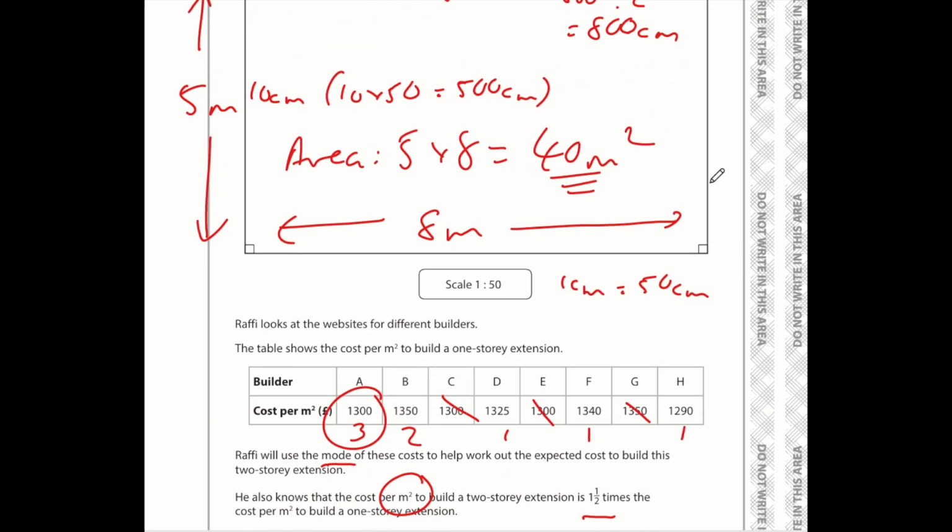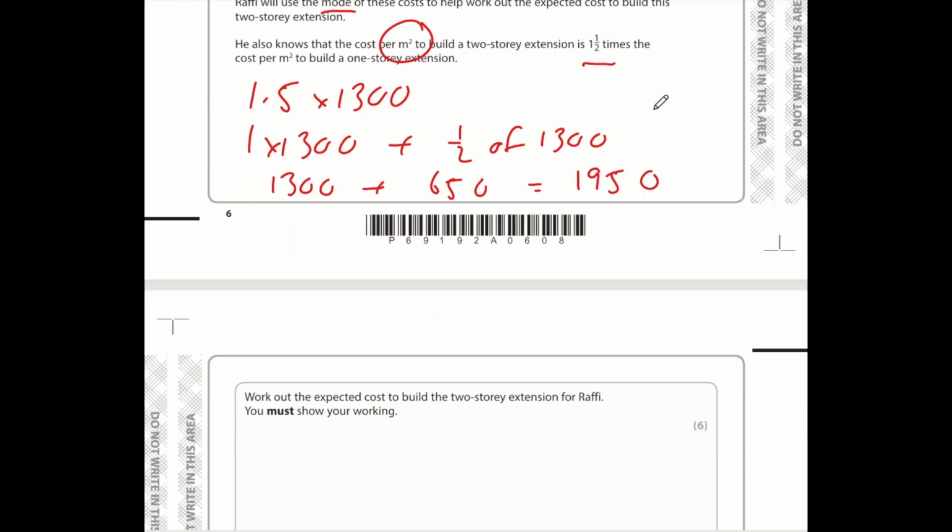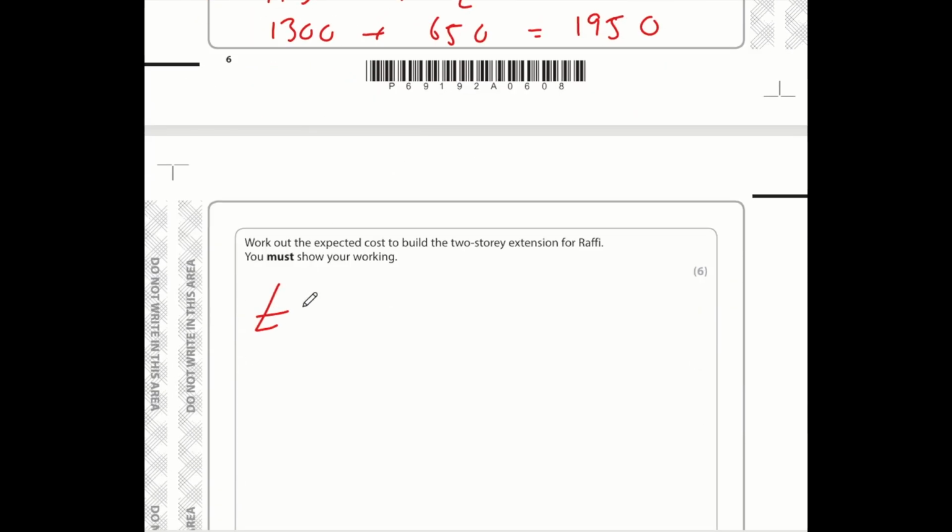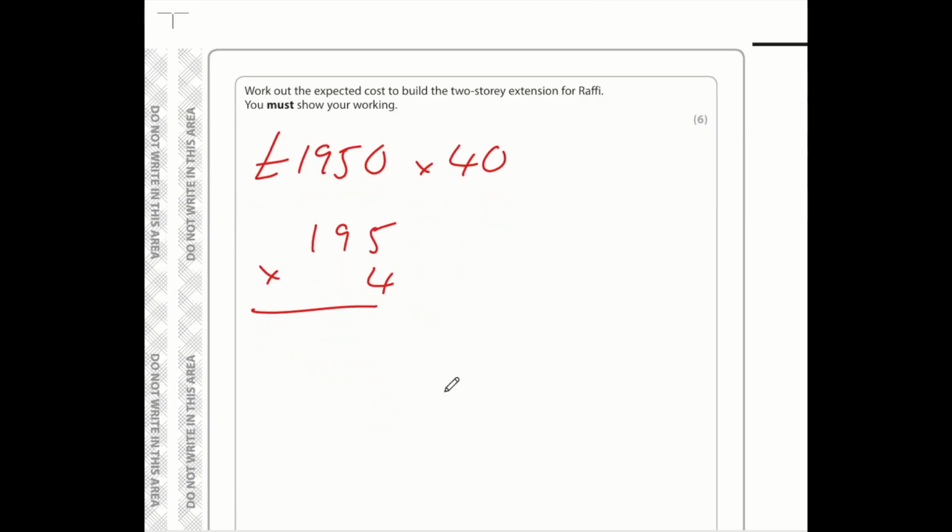We know it's 40 square metres. So what we need to do now is simply 1950 times by 40. I would simply do 195 times by 4 and then put 2 zeros in the final answer at the end. Okay, 4 5s are 20, carry 2. 9 times 4 is 36, 37, 38, carry 3. 1 4 is 4, 5, 6, 7. So as I said, I just need to add in the 2 zeros that I, for convenience, ignored. So there is the total cost, £78,000.